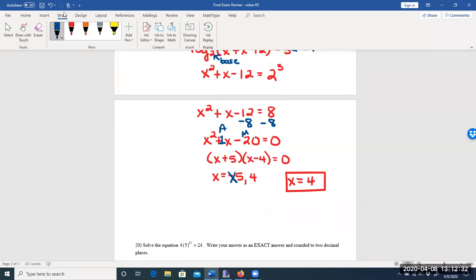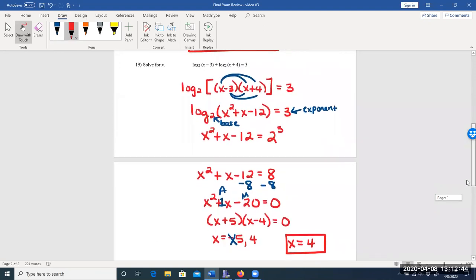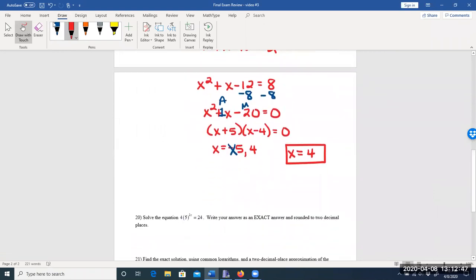Remember that the log of a negative number, or even the log of 0, is undefined. So if I want to plug negative 5 back into the original equation, that first term is log base 2 of x minus 3. If I test x equals negative 5, log base 2 of x minus 3, plus and so on. But right away, alarm bells should be going off because log base 2 of negative 8 is not defined. It is undefined. So negative 5 is not a good solution. We need to reject it.